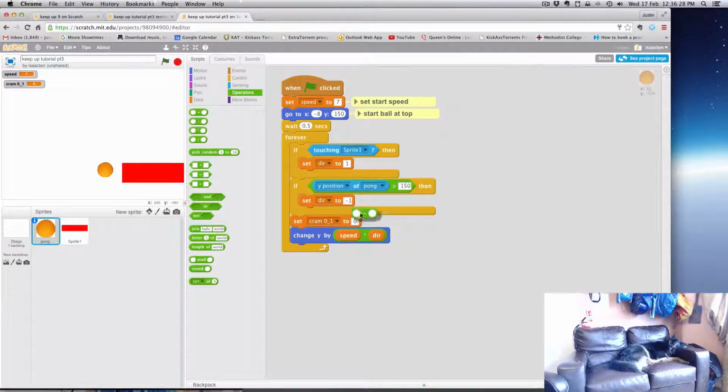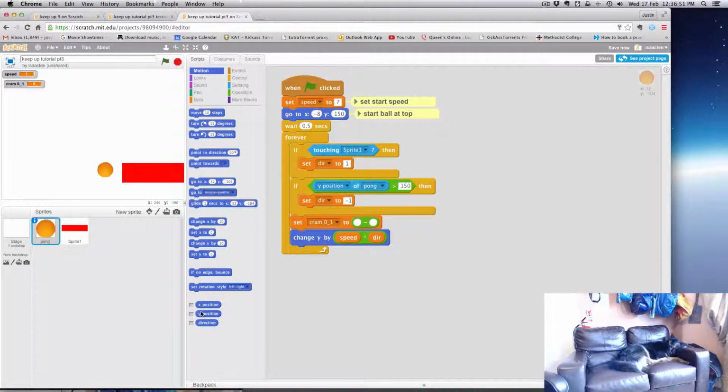Show them that nifty trick. You can change the operators. If you had just grabbed the wrong one, you could easily change it with a simple right click. Now what we're changing is the Y position of the ball. So once you find that, you're gonna do the Y position. Very good.